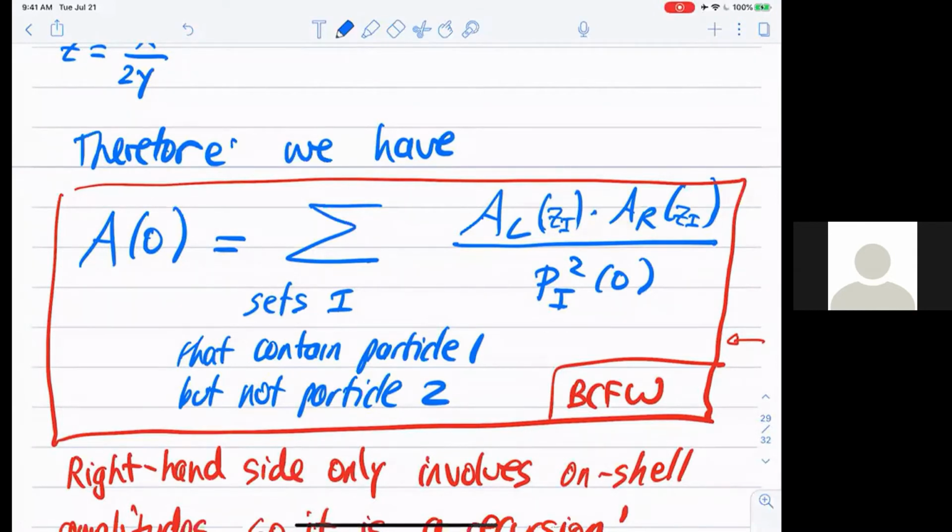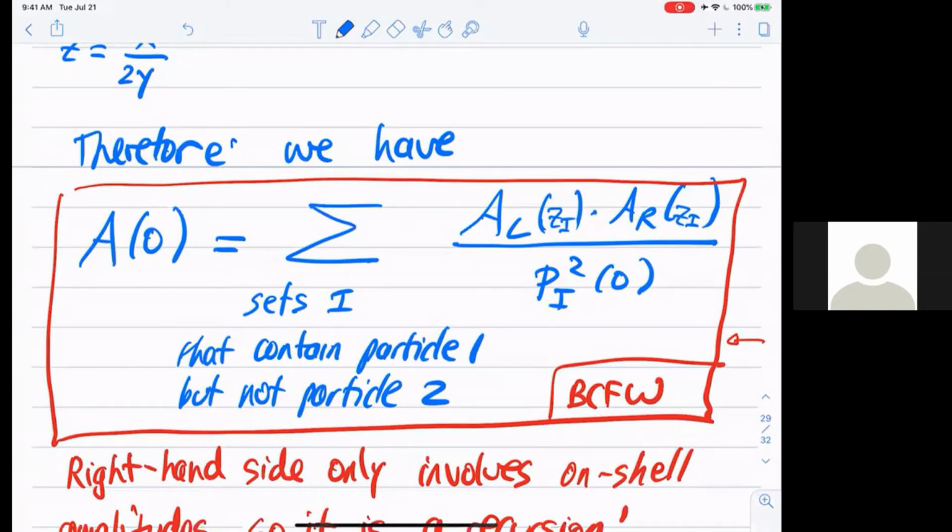Now, even contact terms that you can have at tree level, generically those would spoil the recursion, because those would spoil the property. Remember, the crucial property is that the recursion is only valid if there's no boundary term at infinity.